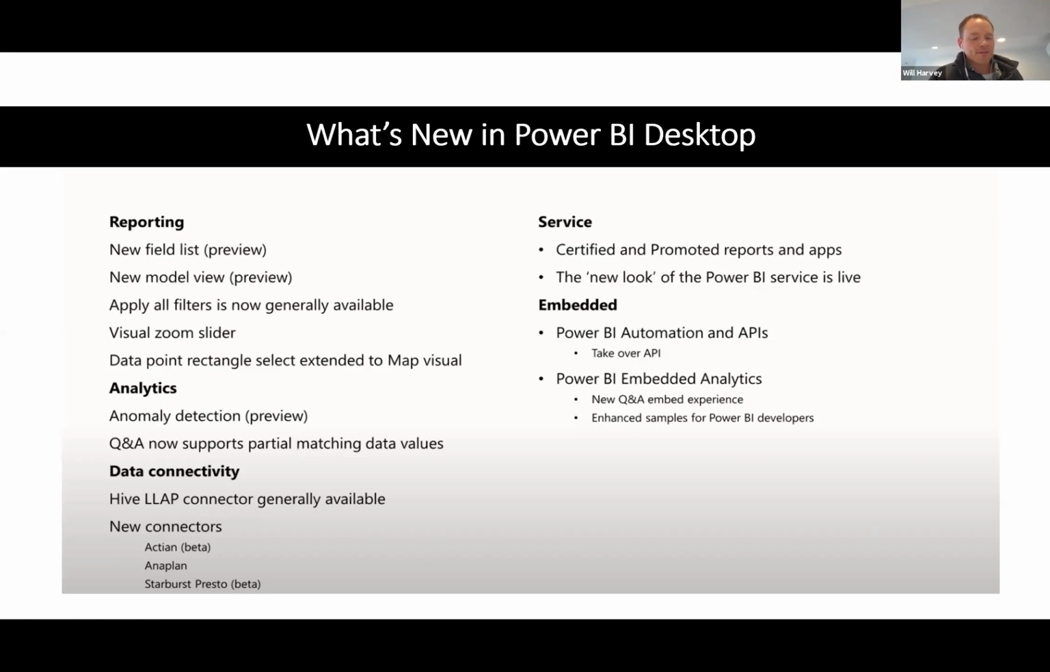Let's see what else. I'm just going to hit the highlights here. I think the data point rectangle select, so that's where you can kind of lasso data points on a map. That should be really useful. They have another AI visual called anomaly detection, which looks really cool and very useful. So lots of good stuff coming out. And you can go to the Power BI blog. This will be highlighted there, and they have like a 30-minute video going through these new features.